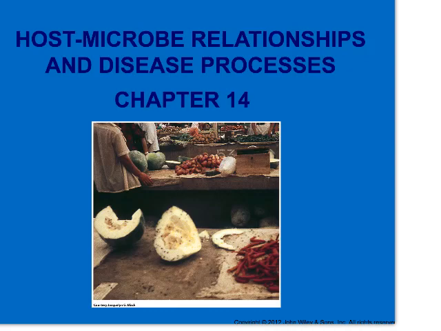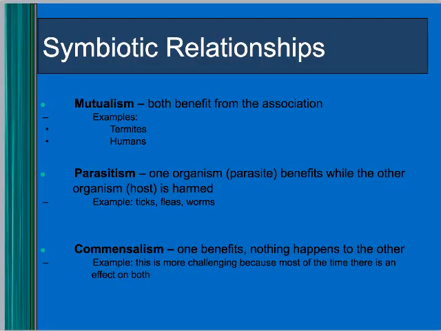Okay, so this chapter is host microbe relationships and disease processes. The first thing they talk about is the relationship between hosts and parasites, or hosts and other organisms. The first thing we're going to talk about is symbiotic relationships. Symbiotic means they exist together, so usually it's in symbiosis.